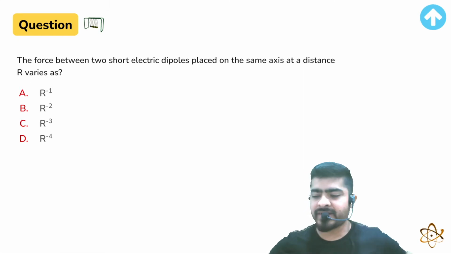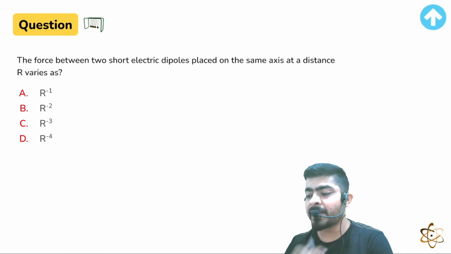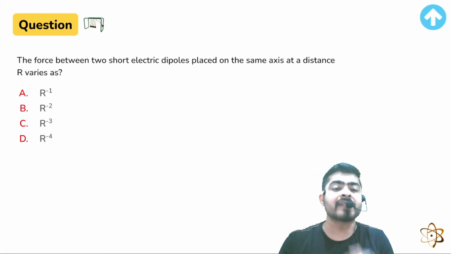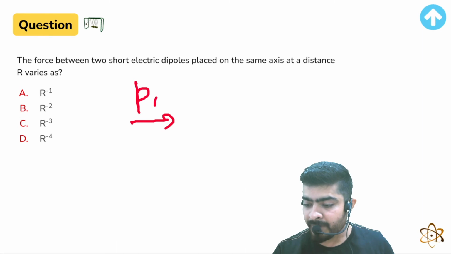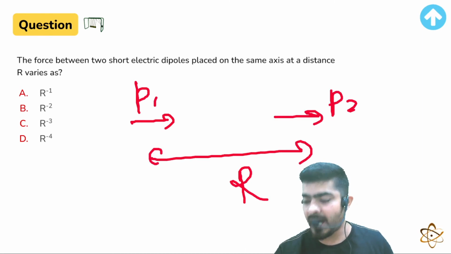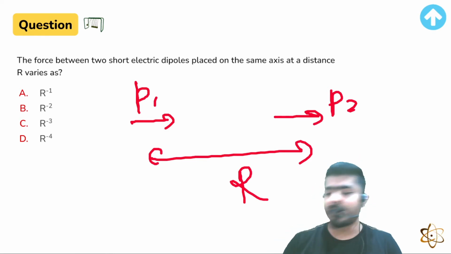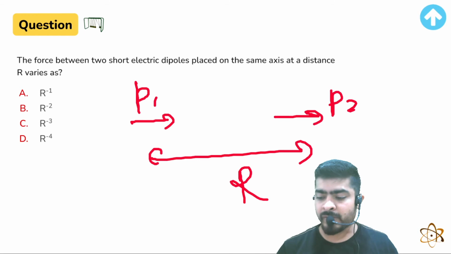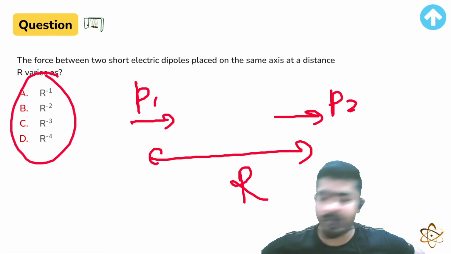Let's look at a question. The force between two short electric dipoles placed on the same axis at a distance r varies as. So the question is saying that we have one dipole P1, another dipole P2. The distance between them is r. So we have to find the formula for the force between the dipoles, and then we have to check it is proportional to one of these options. Try to solve this question.